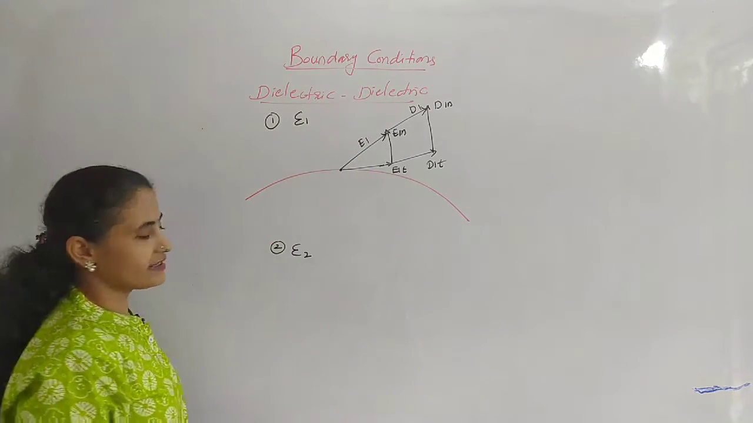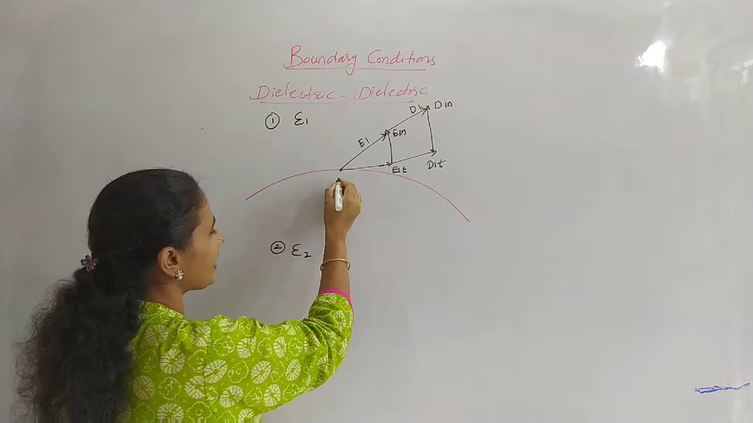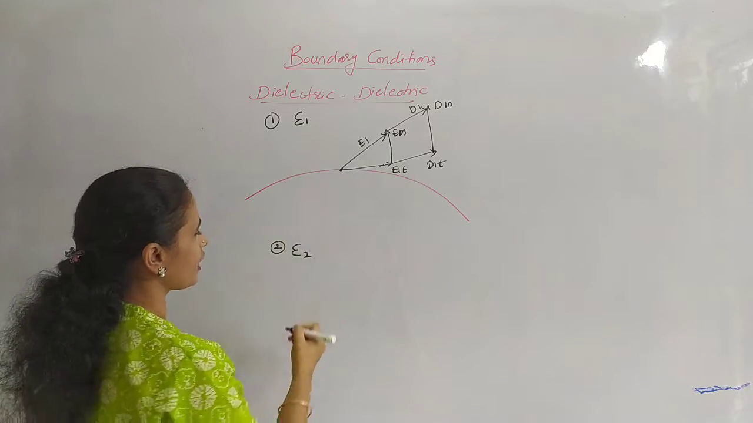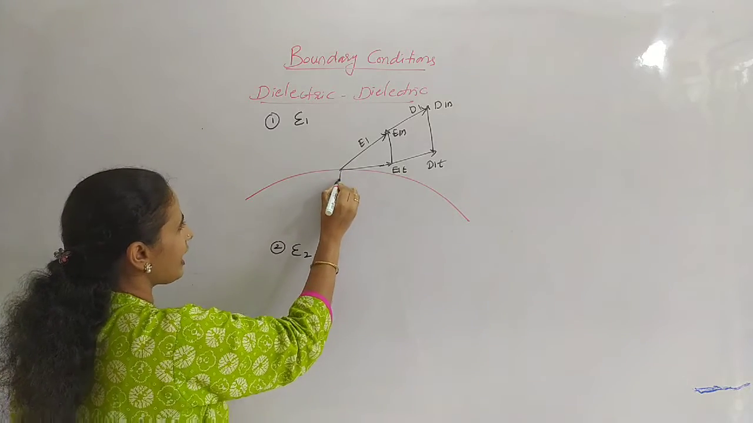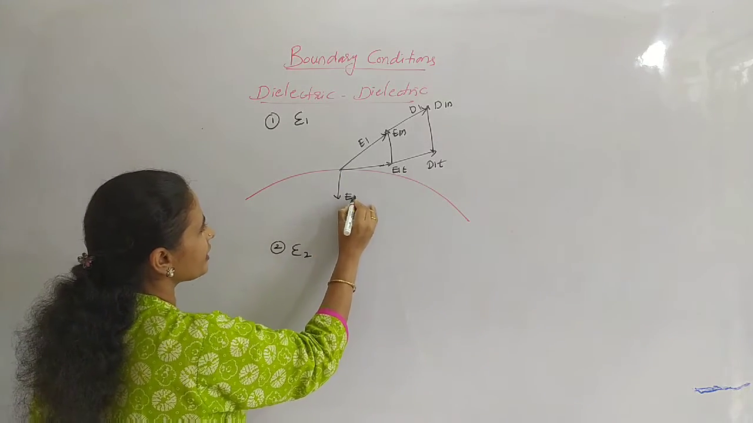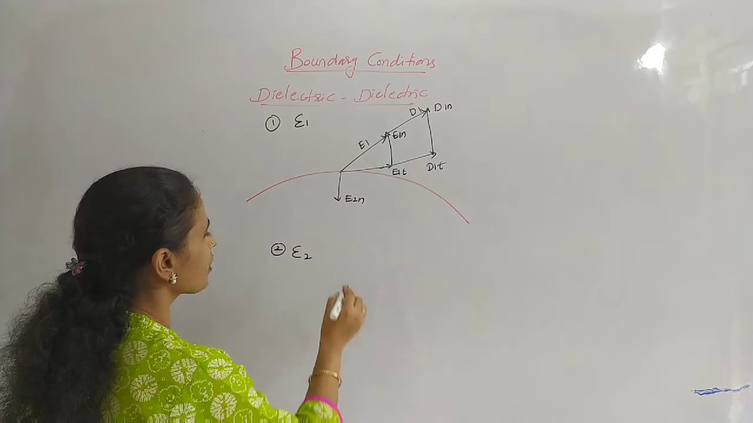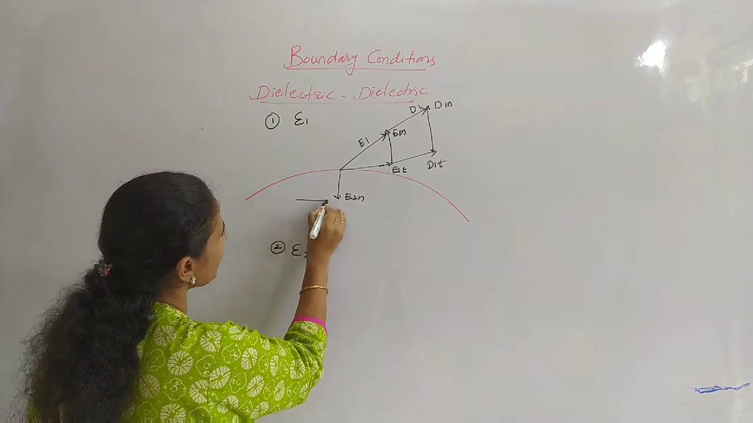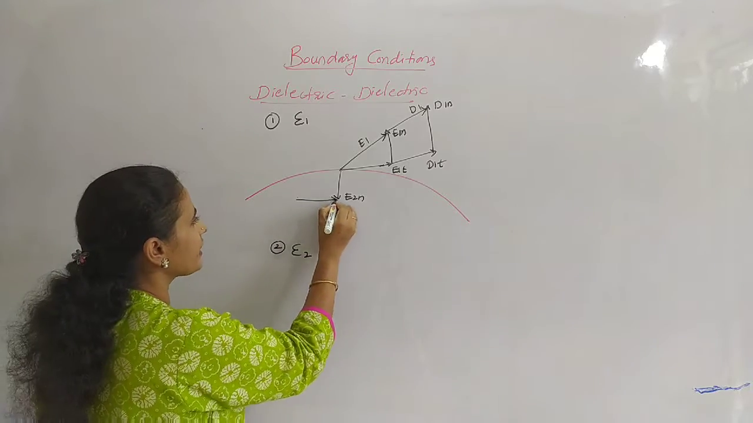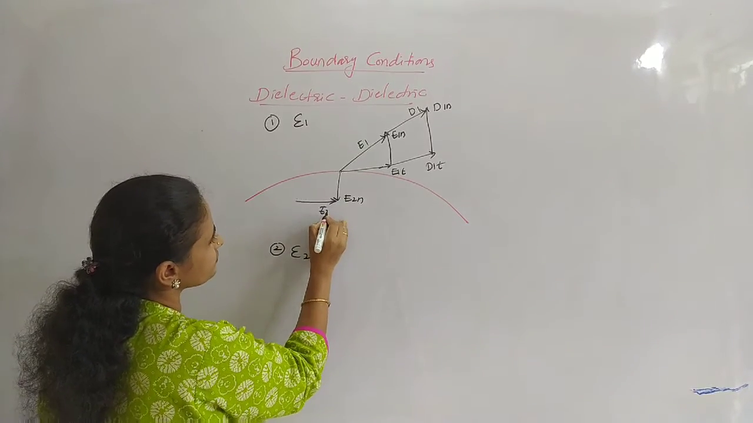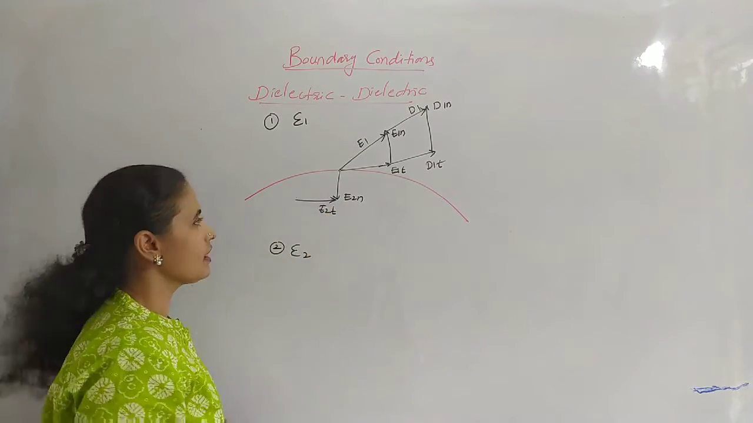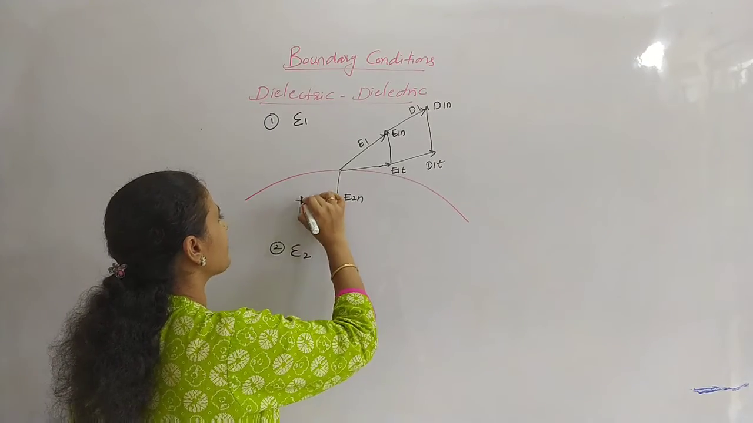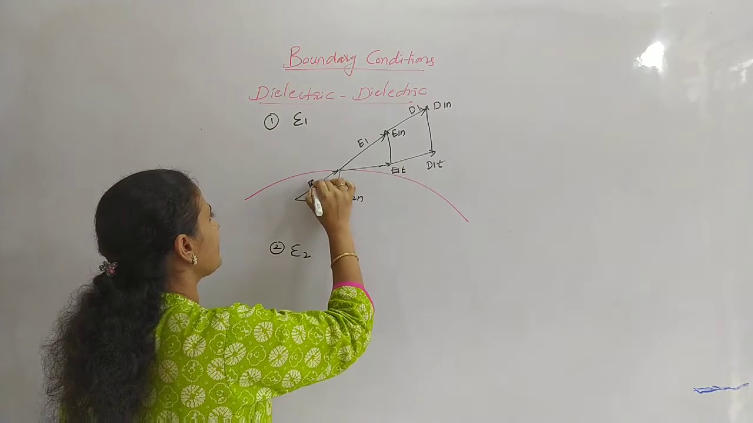On the other side, in the second medium also, we will be having tangential and normal components. Let the normal component in medium 2 be E2n, and the tangential component is E2t, and the resultant electric field is E2.